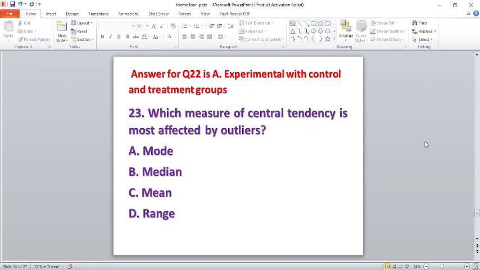Question number 23. Which measure of central tendency is most affected by outliers? A. Mode. B. Median. C. Mean. D. Range. The answer for this question is C. Mean.